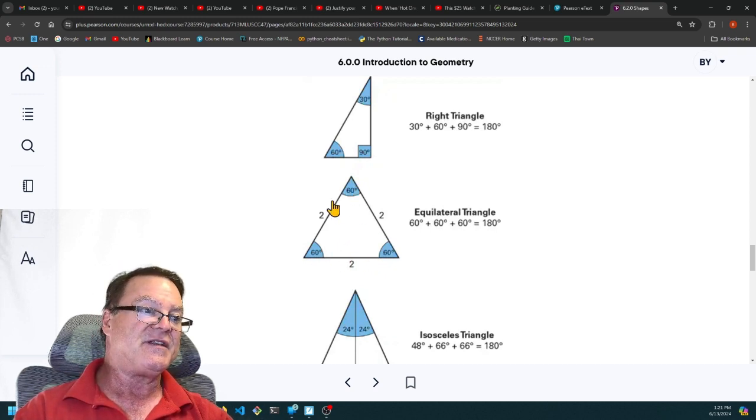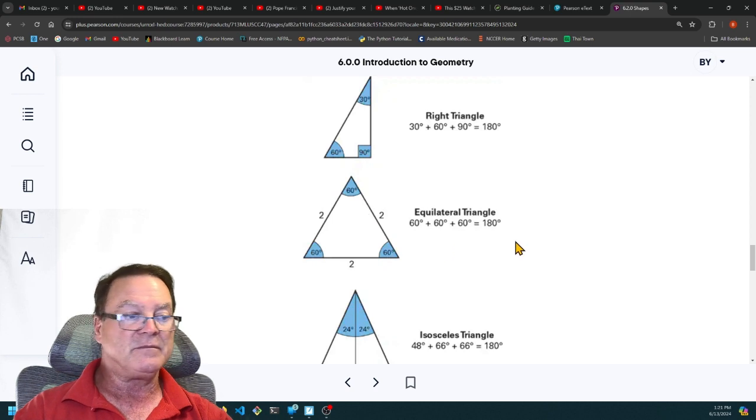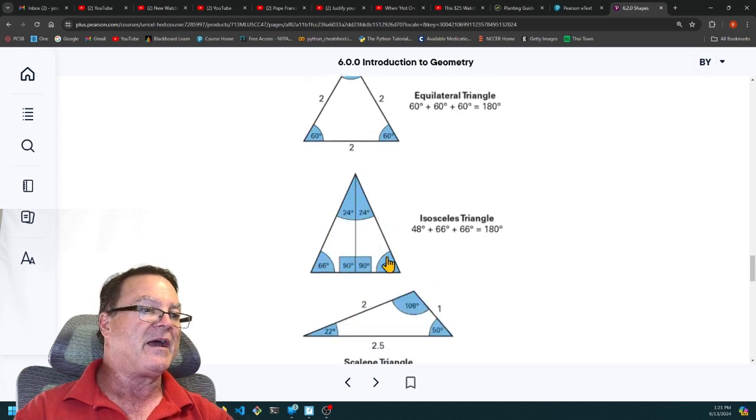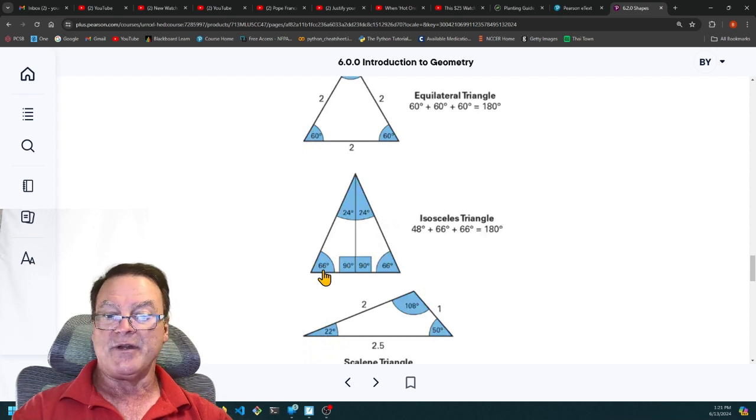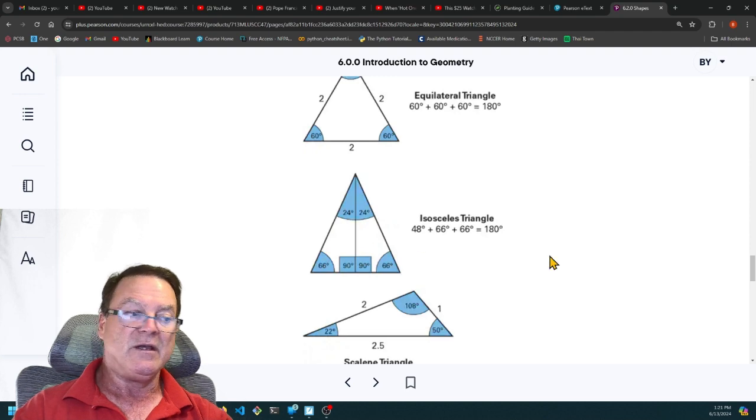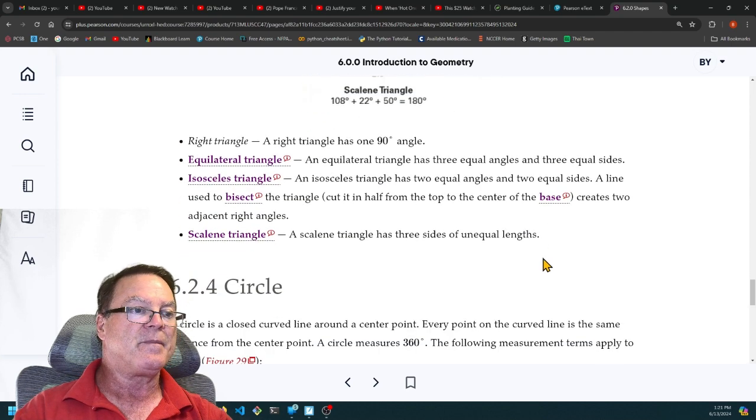60, 60, 60, this is an equilateral triangle. And here we have an isosceles triangle that has two 66-degree angles and a 48-degree angle. And 66 and 66 is 132, plus 48 equals 180. It always adds up to 180 degrees.